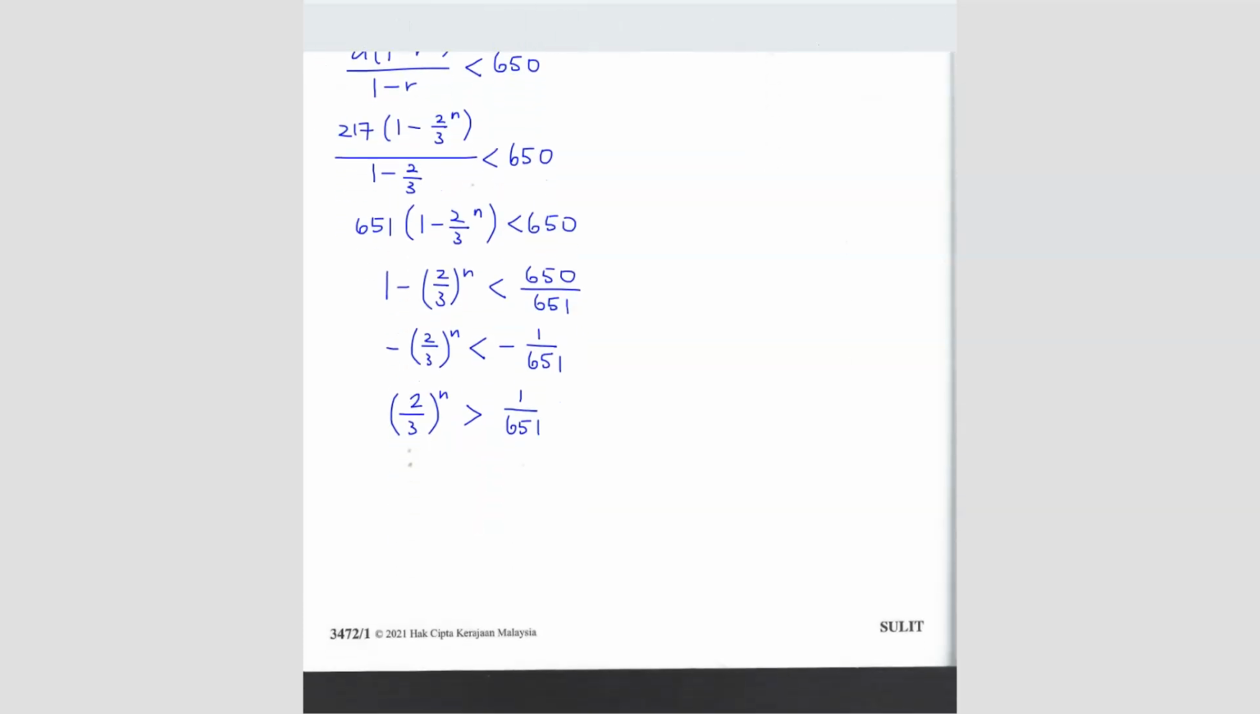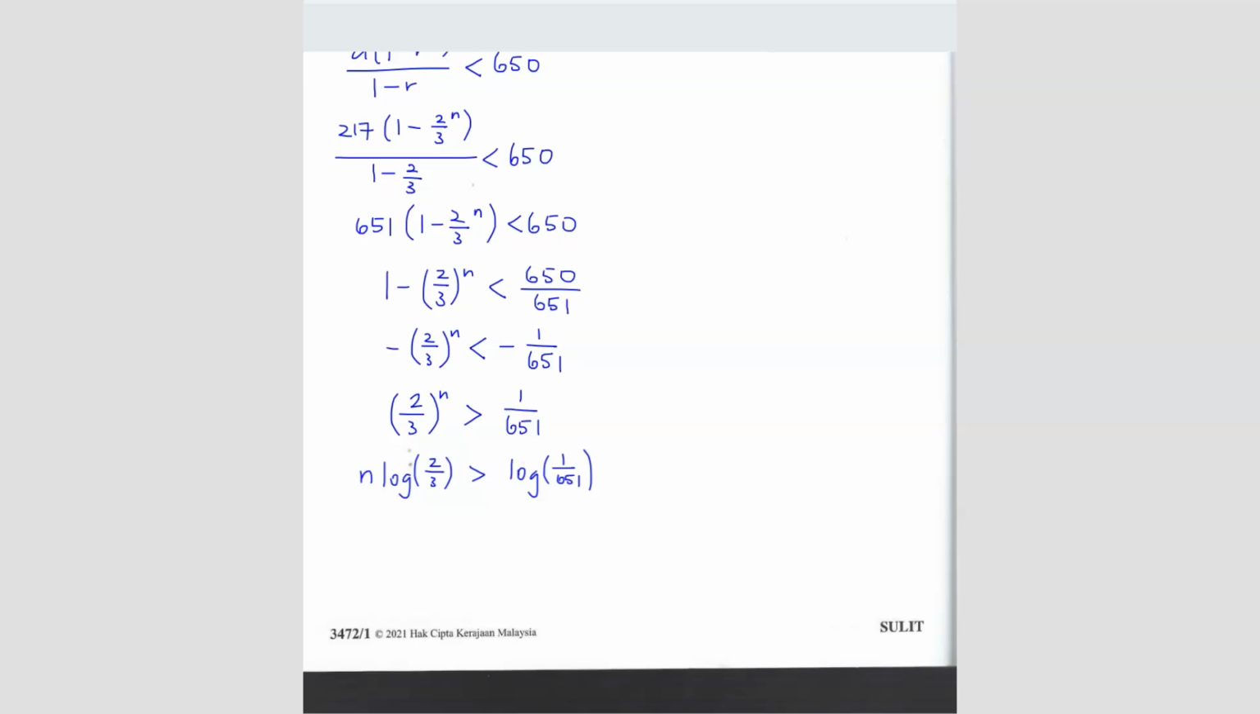So now what are you going to do? What we're going to do is use log. When you change it to log, I'm going to use log base 10. So log (2/3) base 10. The n, which was supposed to be on top here, I'm going to bring forward. So n log (2/3) is more than log (1/651). So you have to shift the log (2/3).